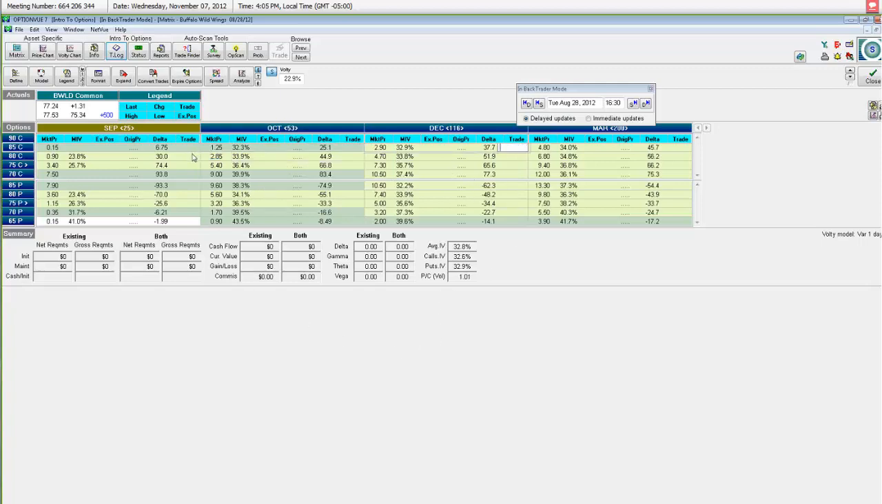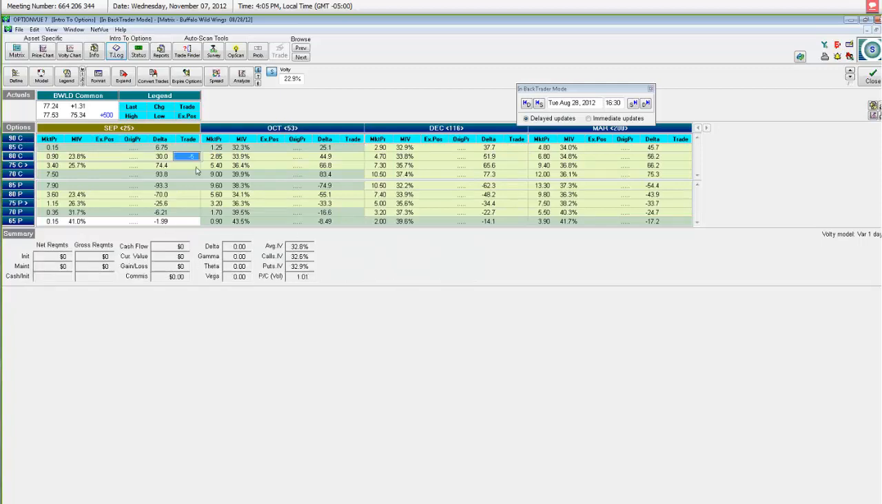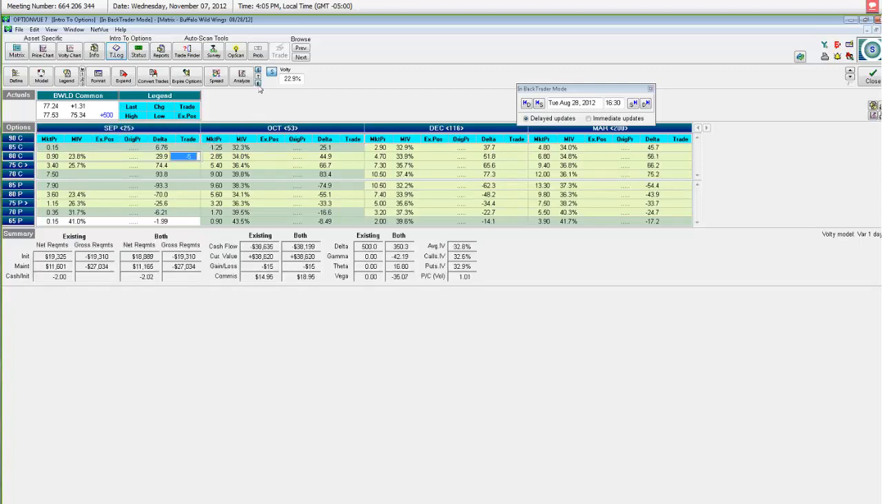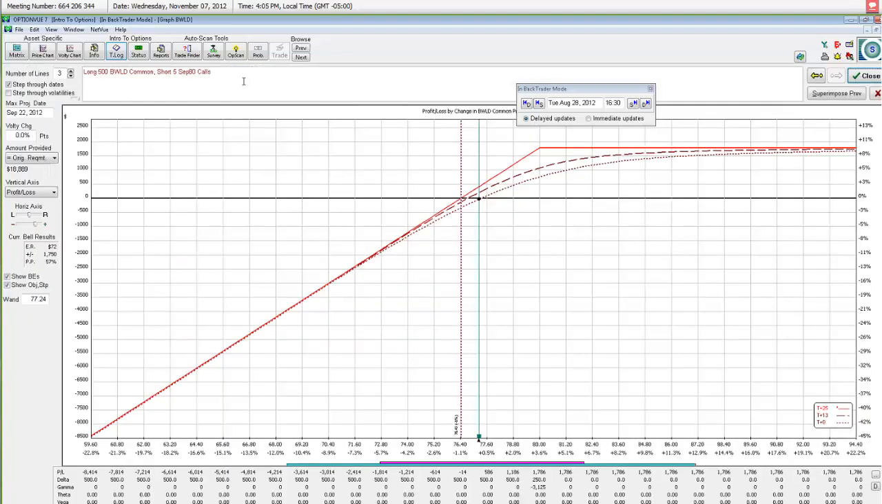Let's look at the difference. Okay, that would be selling the front month. So you don't really get a lot of protection for 90 cents. So why would somebody do that?